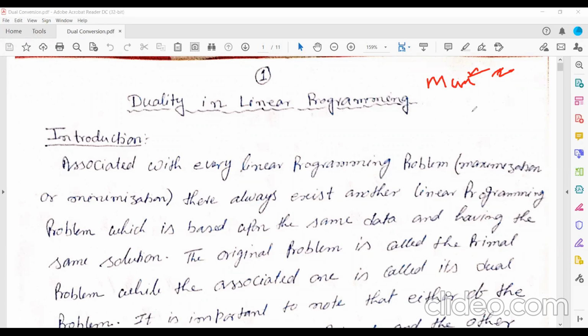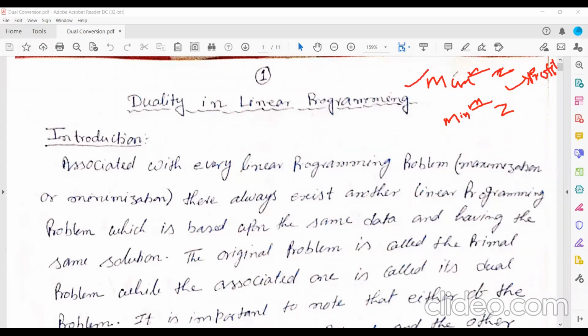So what will that one be? That will be to minimize the cost. Here it is to maximize the profit. Here it is to maximize. This is the original problem. This is the original linear programming problem.